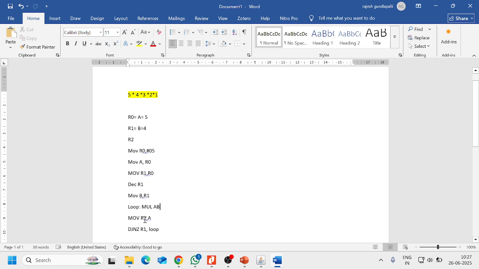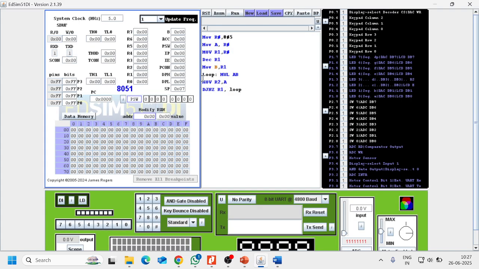Rightly said, right? Yes, sir. Yes, right. So it has to be moved. Exactly, thank you. Now I'll just modify that here also. Now let us see this. So R0 somewhere, I mean, this cannot be done. So instead of R0, I'll make it as A.